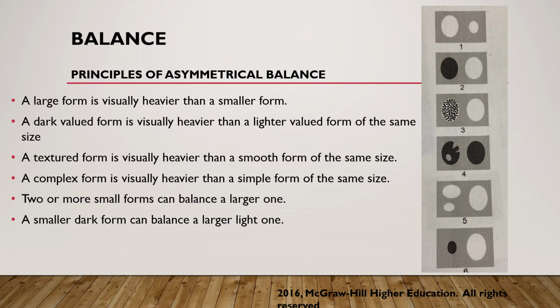Number 5, 2 or more small forms can balance a larger one, just like the teeter-totter. If you put another little kid on the side, you have 2 little kids on one side and one bigger kid on the other, then you can teeter-totter. And then number 6, a smaller dark form can balance a larger light one. I always did a project with students that was just in black and white, black marker.